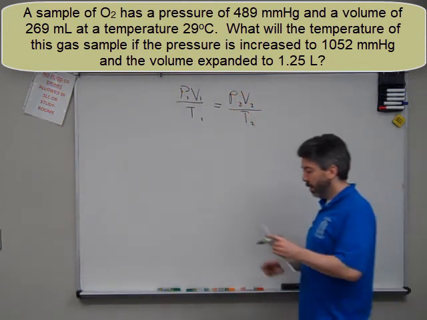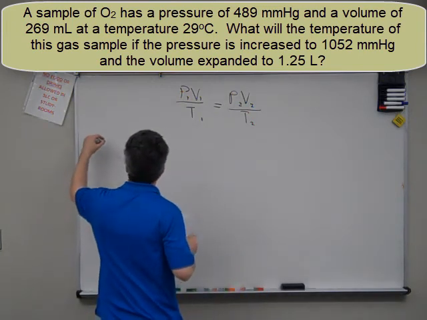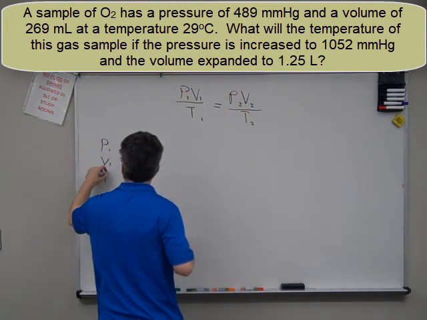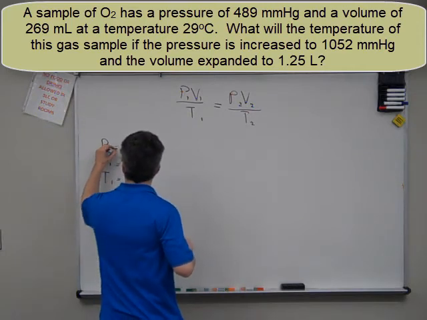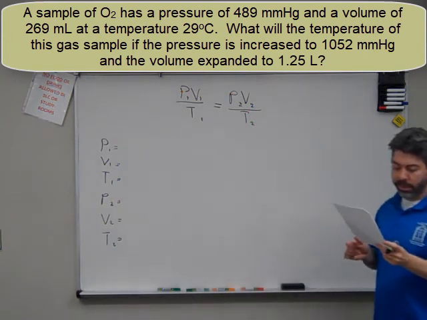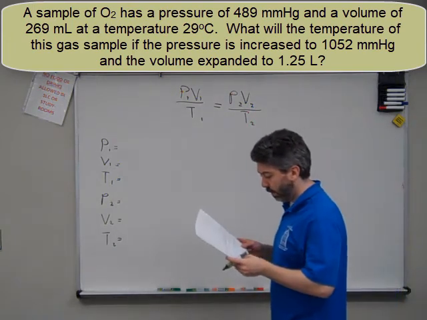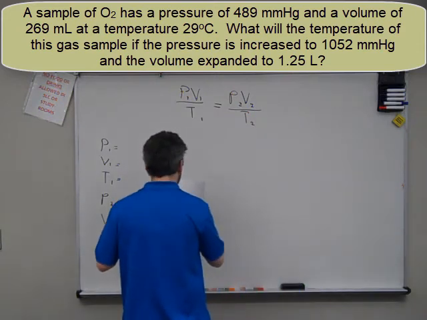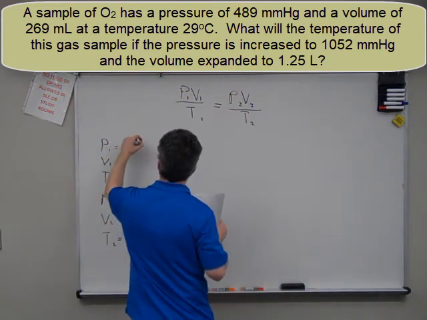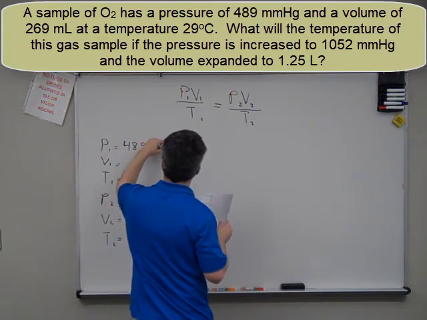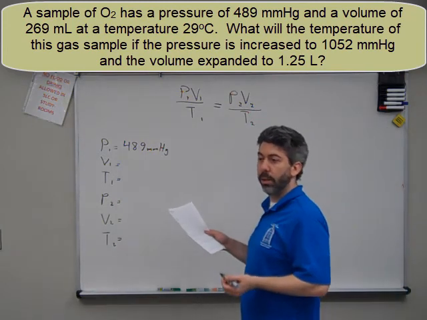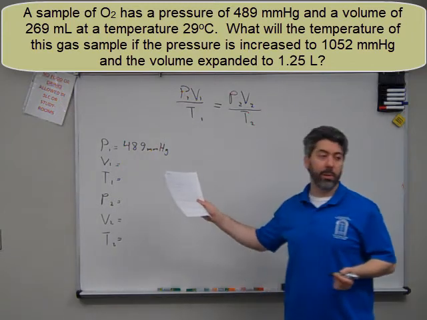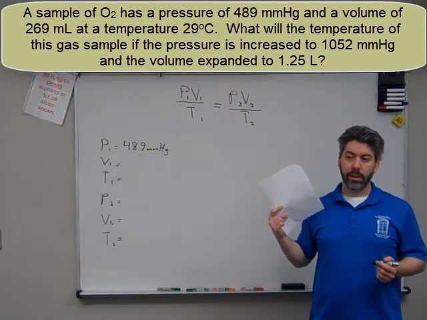Okay? So, first things first, let's go ahead and list out our variables: P1, V1, T1, P2, V2, T2. Now, what pressure, volume, and temperature go together? So for example, if I say my P1, my initial pressure, is 489 millimeters of mercury, what's my V1? What volume goes along with that pressure, according to the problem?